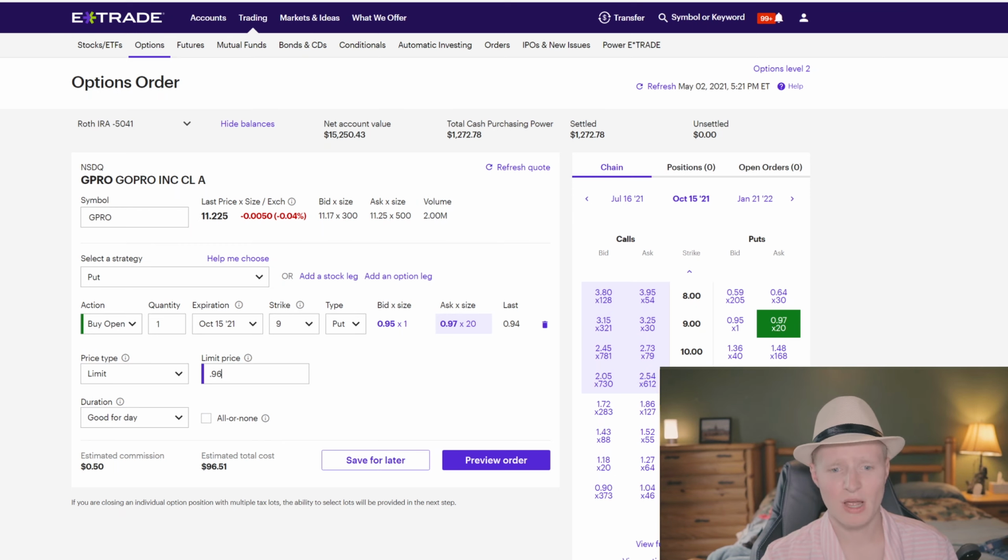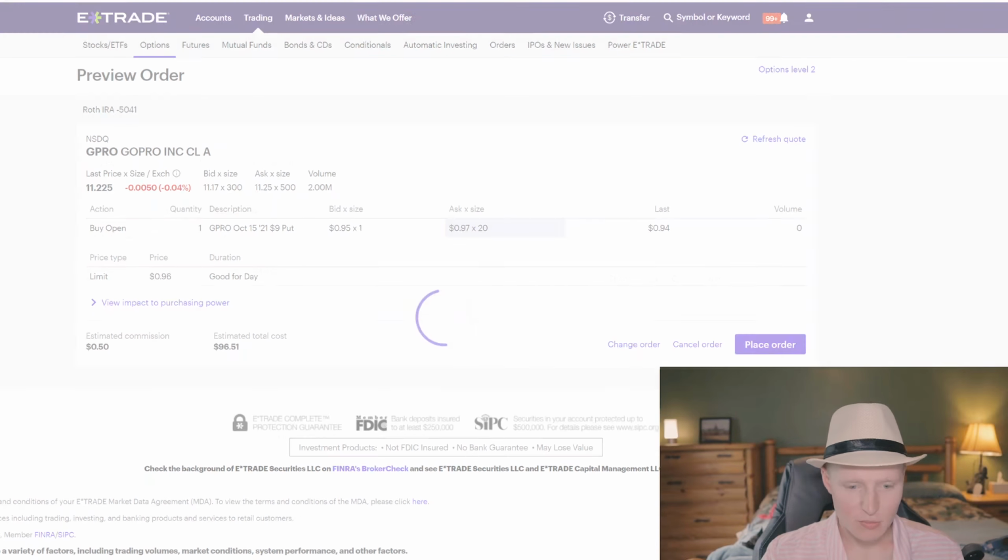But if it doesn't get filled right away, you can go back in, cancel the order, and then change some of the limit prices. I just think you get more bang for your buck that way. After we have that selected, we can go ahead and click preview order.